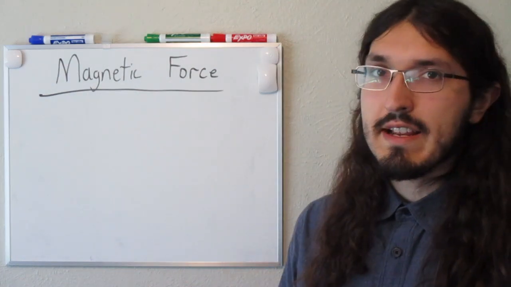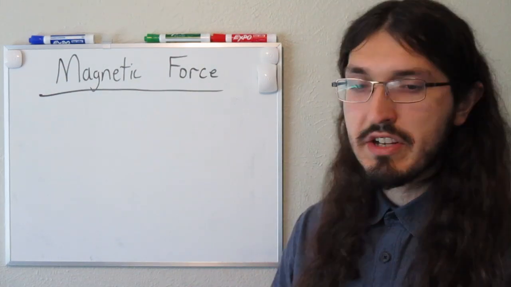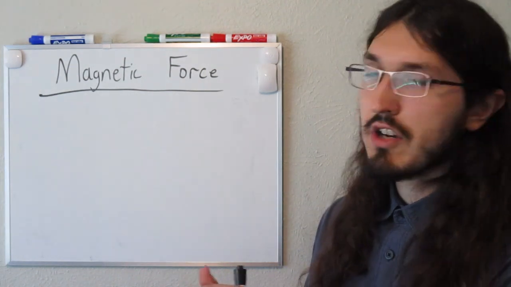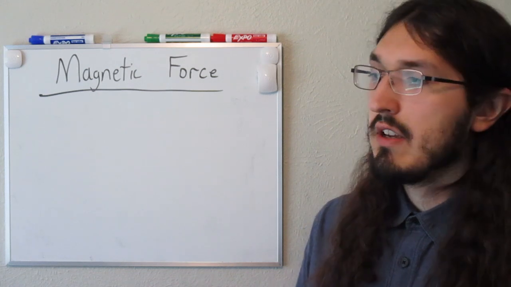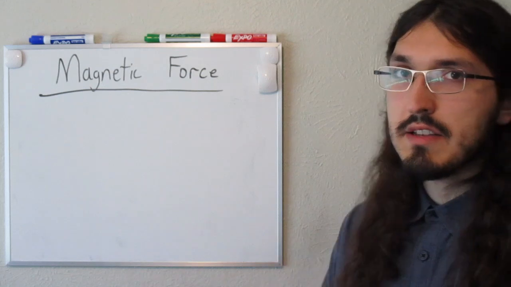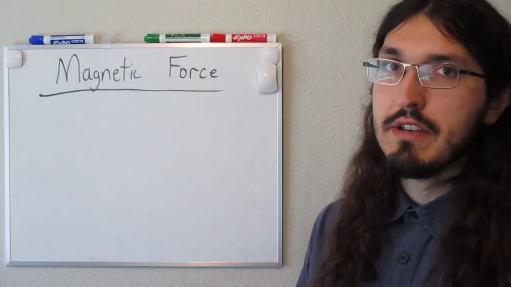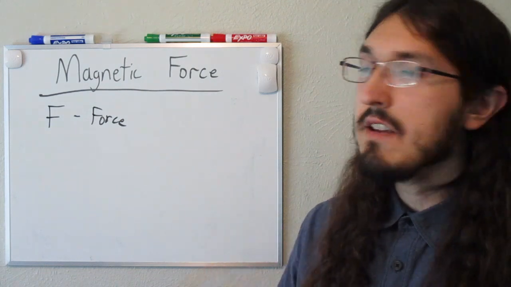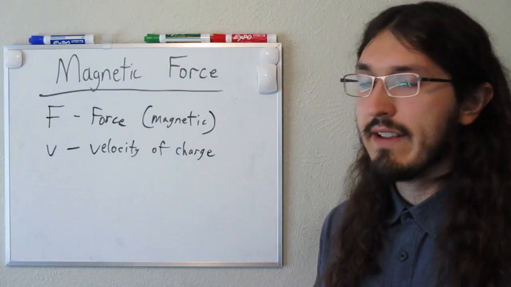Okay, now I'm going to show you something called the right-hand rule. We can use this right-hand rule to relate the direction of the magnetic field to the direction of the velocity of the charge and to the direction of the force from this magnetic field. Before I get into the right-hand rule, I want to talk about the notation that we use. For force, we use an F. For the velocity of the charge, we use a V. And for the magnetic field, we use a capital B.